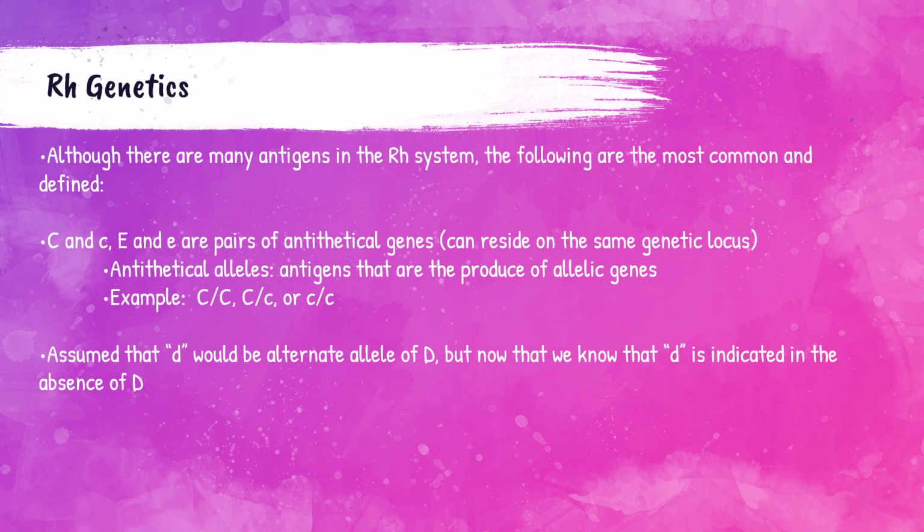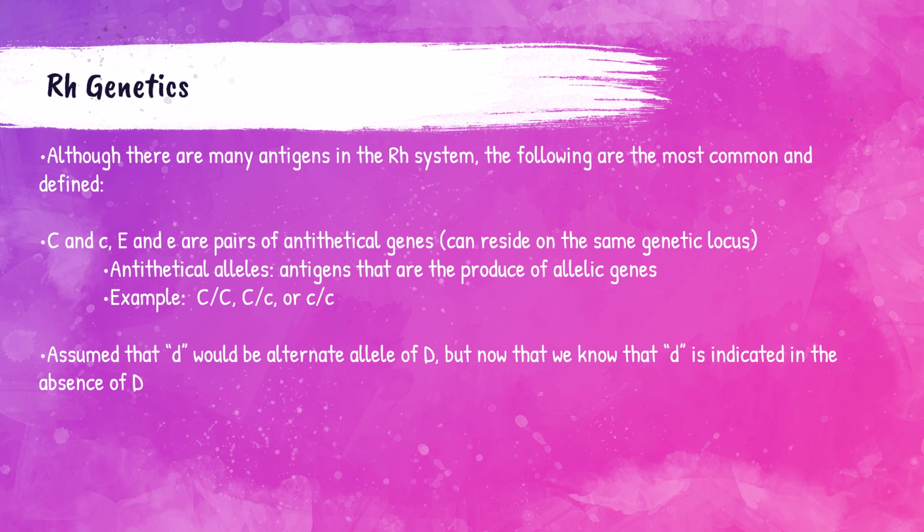At the beginning of this lecture, I stated that there were over 50 antigens within the Rh system. That is true. However, there are only a couple that are the most common and super important for us in blood bank: big C and little c. Big E and little e are antithetical genes. Antithetical is a term used when describing a pair of antigens that are coded by different alleles of a single gene. So think back to our Punnett squares, and we learned about Punnett squares in our blood bank genetics lecture.